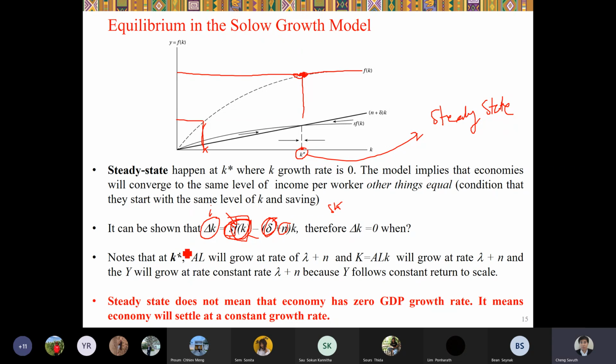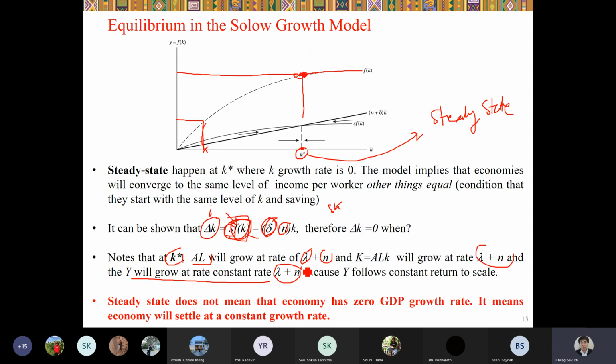So at the point of K star, which is the steady state, labor will grow at this constant rate, the capital will grow at this rate, and Y will grow at this constant rate. In other words, when you reach the steady state, your GDP will grow at the rate of technology growth rate lambda plus the growth rate of labor. So you have economic growth, but it is defined by the growth rate of the population and the growth rate of technology, and the growth rate of small k is zero.